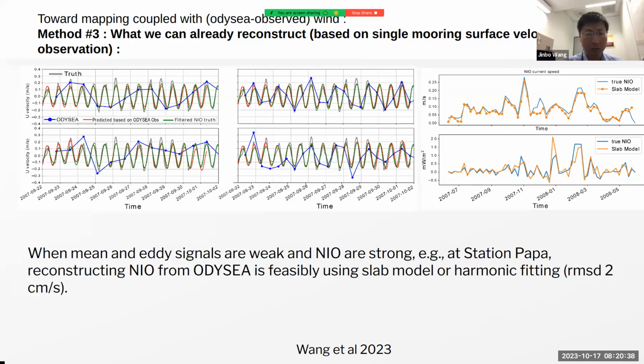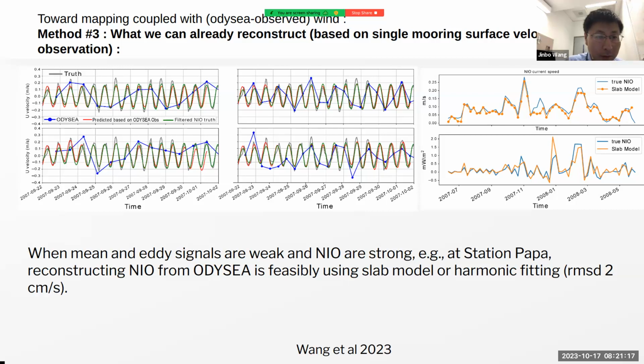This is the result. Just go quickly. This is the station Papa result. I did 2 scenarios. On the left-hand side is a scenario with a narrower swath. It's not relevant right now because we already fixed a better orbit. But you can see that even with a sampling frequency of less than twice a day, in the station Papa case, we can still reconstruct the NIO because NIO is the dominant signal. The truth is the gray curve.